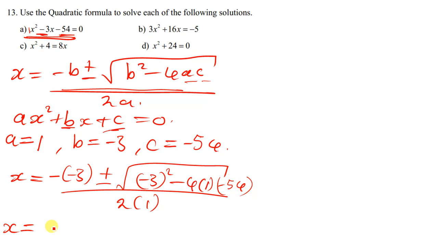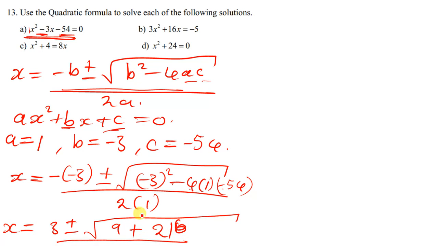So negative times negative 3 there will give us positive 3, and then we have plus or minus the square root of negative 3 squared gives us 9, and then we say minus negative and negative there will simply just give us a positive, so this one will change to positive. So we have 4 times 54. So 4 times 54 is simply just 216. Then we're dividing everything by 2 times 1. This is just 2. So let's continue from this other part.